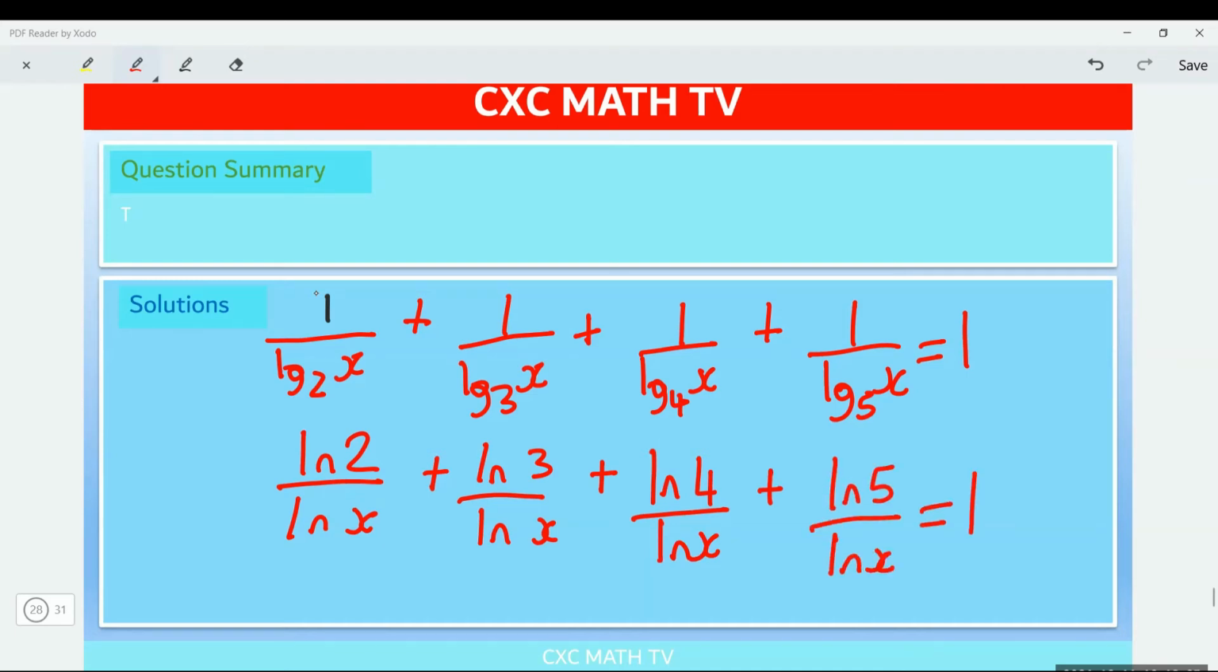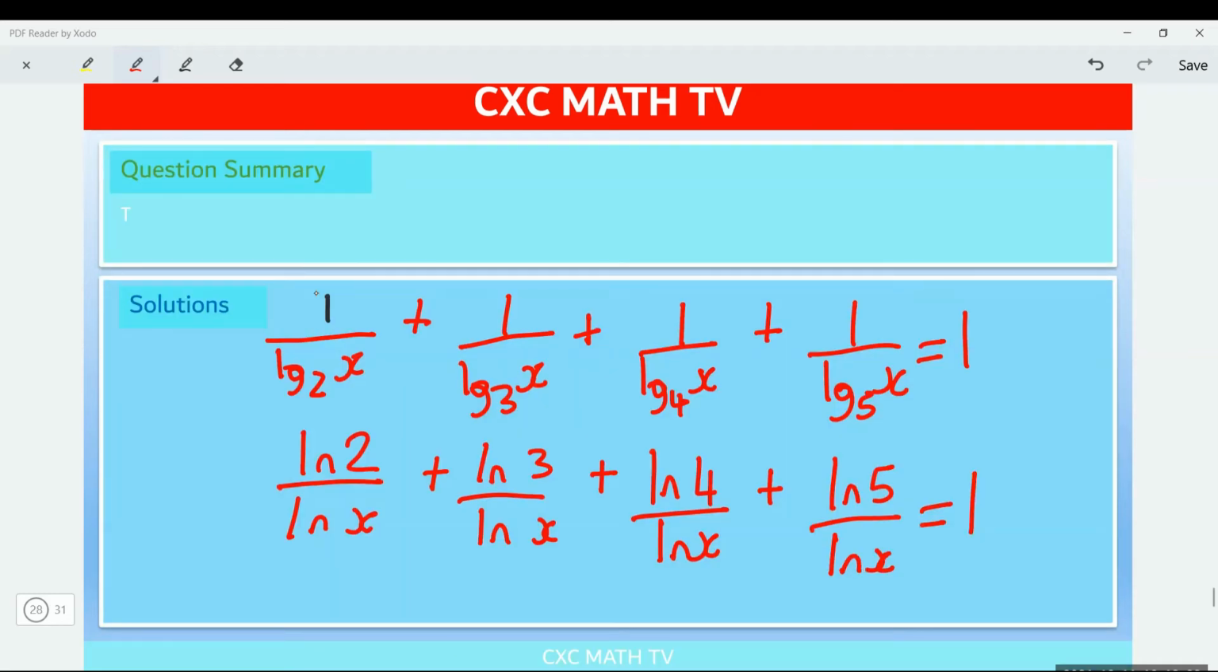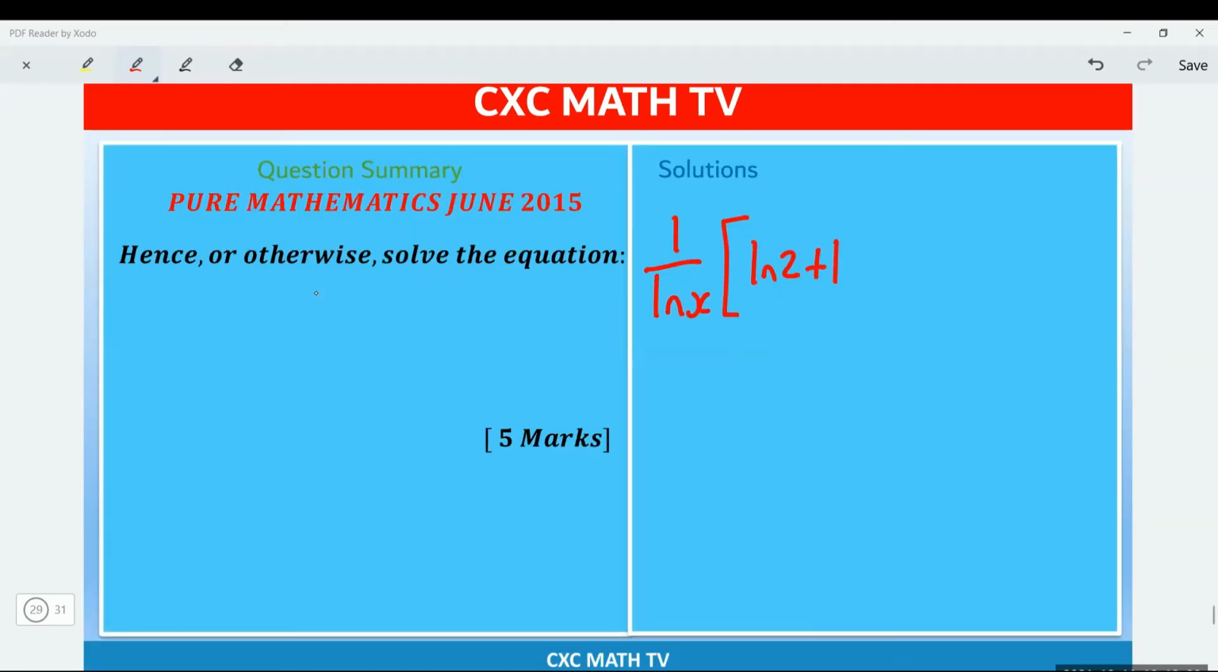Now, what are we going to do next? We can factor out 1 over ln x. Factoring out 1 over ln x, it becomes 1 over ln x times, in brackets, ln 2 plus ln 3 plus ln 4 plus ln 5, and that's equal to 1. All I did was factor out 1 over ln x.